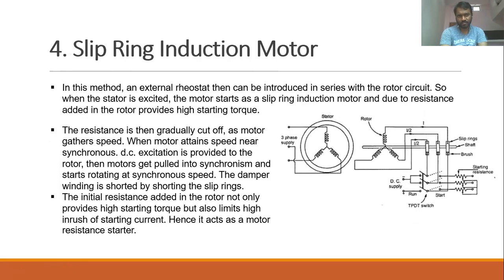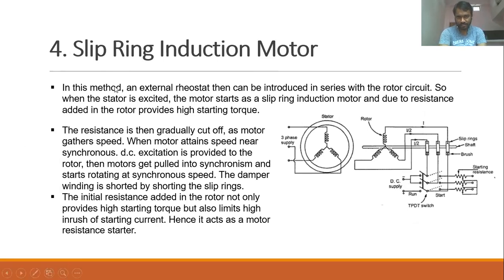And the last one is the slip-ring induction motor. This is one type of induction motor. We have two types: squirrel cage induction motor and slip-ring induction motor. In a squirrel cage induction motor, there is no facility for adding external resistance, whereas in a slip-ring induction motor, external resistance can be added. So we will make use of this by adding external resistance.